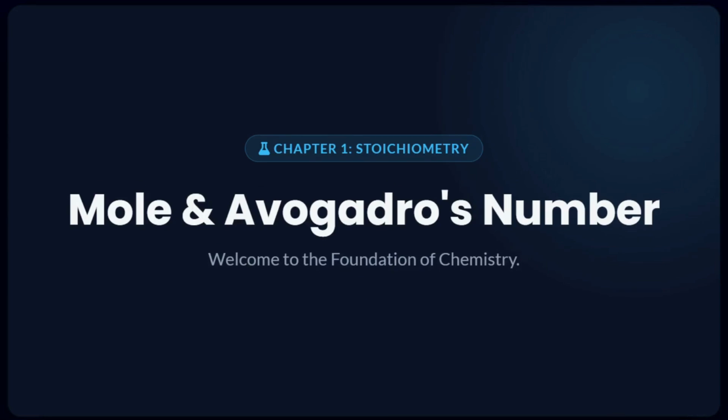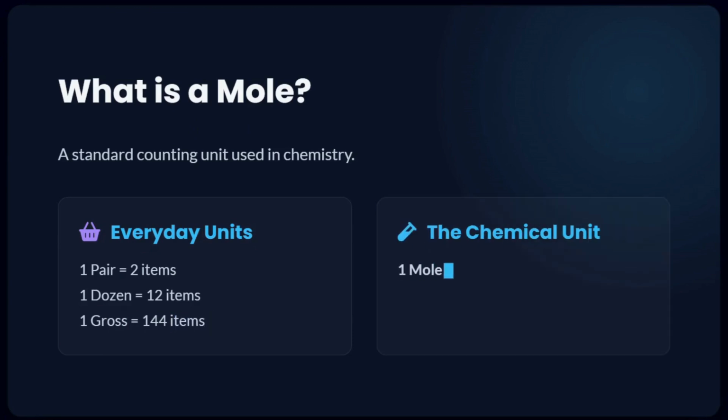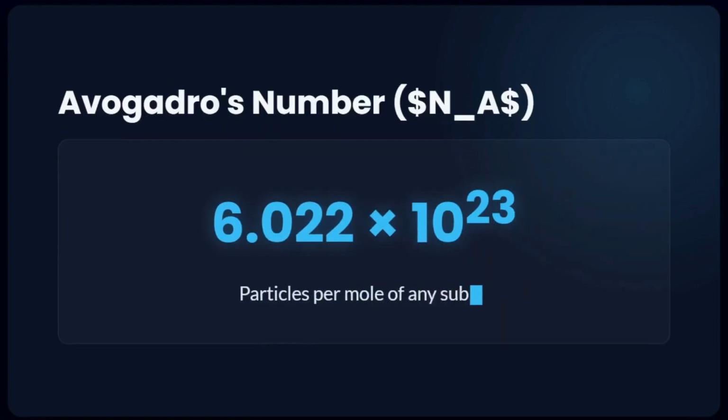Today, we are tackling one of the most fundamental concepts in chemistry, the mole and Avogadro's number. Let's make it simple. Just like the word dozen means exactly 12 things, or a pair means 2, in chemistry, a mole is simply a counting unit. Because atoms and molecules are incredibly tiny, a single mole represents a massive number of them. That counting number is called Avogadro's number, denoted as Na. It equals 6.022 times 10 to the 23rd power.